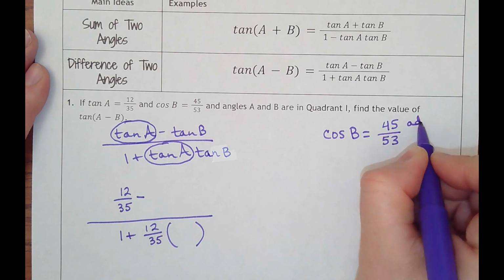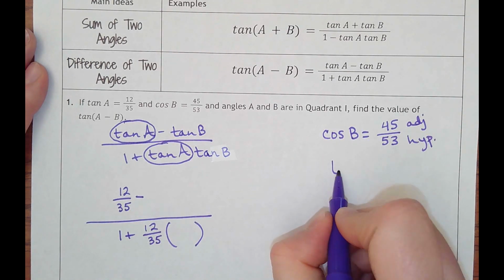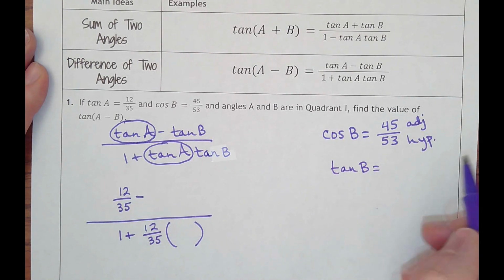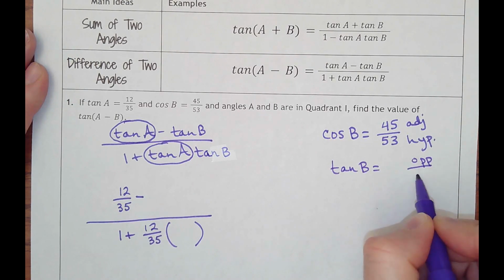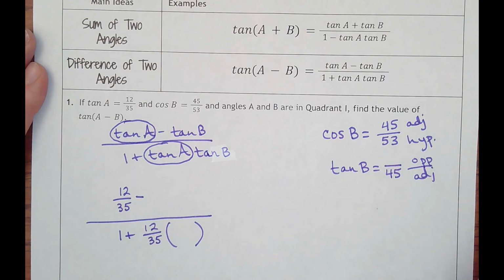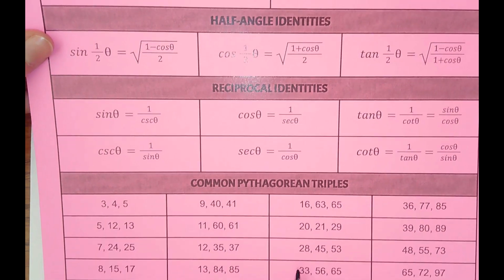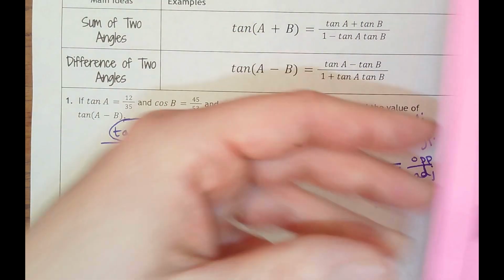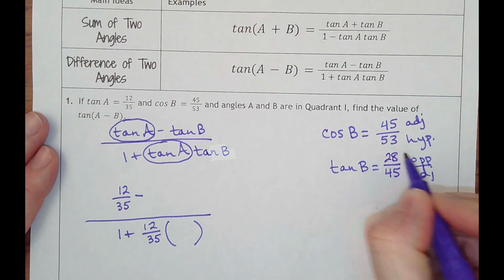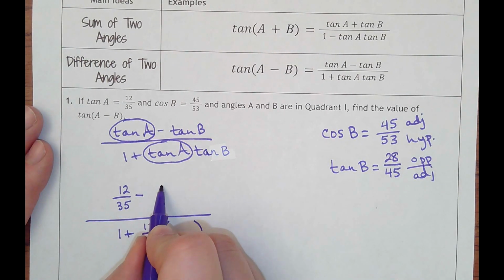This is the adjacent leg, and this is the hypotenuse. So I'm going to need tangent of that same angle, which goes opposite over adjacent. I know the adjacent is 45, so that'll be on the bottom. On your little cheat sheet, to eliminate having to do the Pythagorean theorem, we're looking for a 45 and a 53, should be right here. So the other leg must be 28. Okay, so tangent of B is 28 over 45.